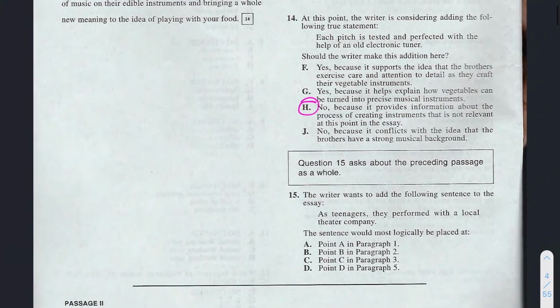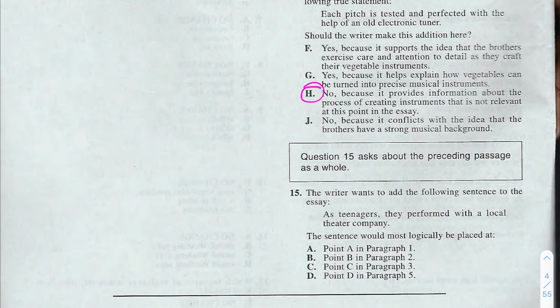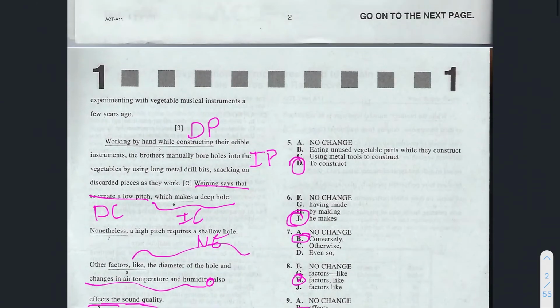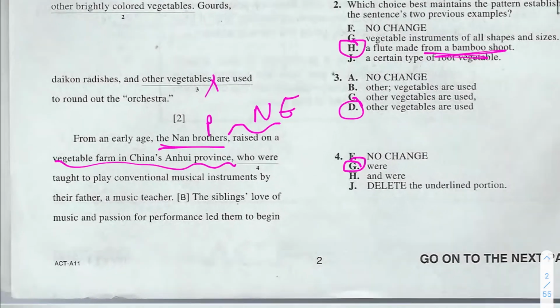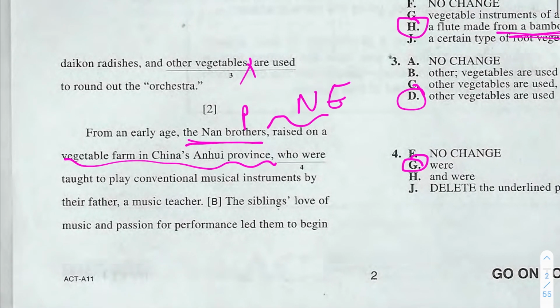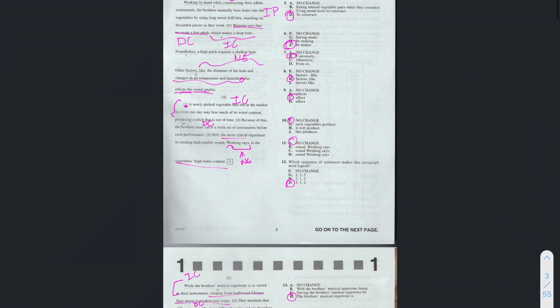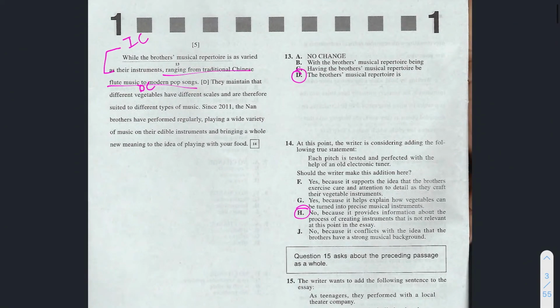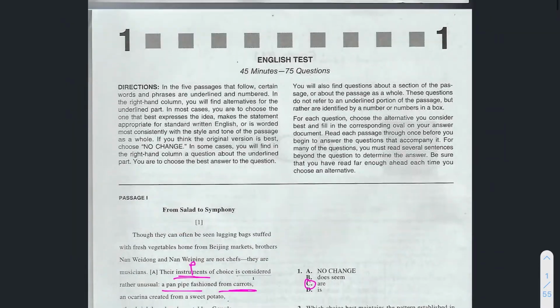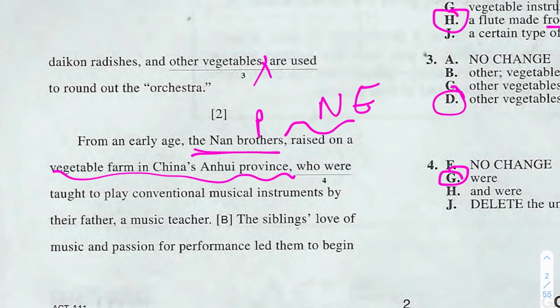Then 15 is B because in paragraph 2 it talks about the early ages of the Nan brothers and what they did, and they loved music when they were young. And the sentence we need to add is when they were young as teenagers. So the most logical place to put that sentence is at point B.